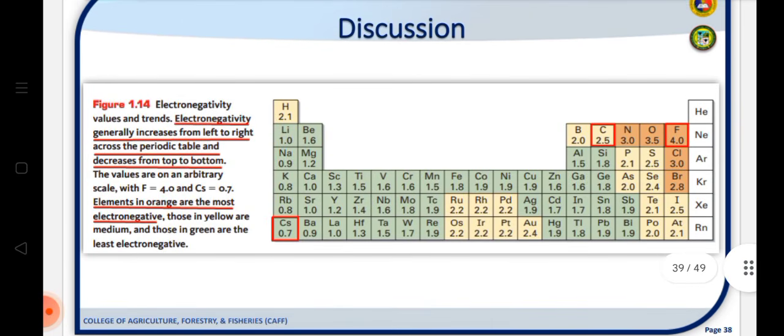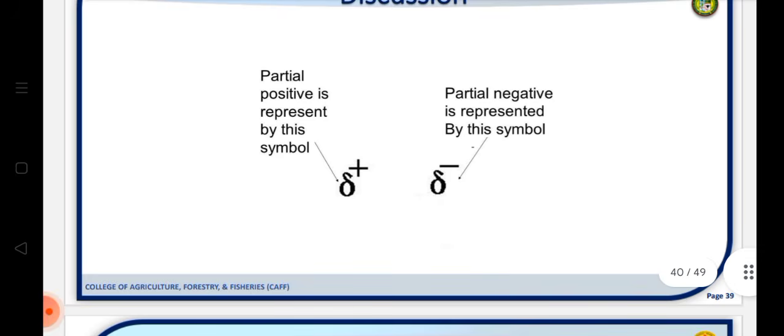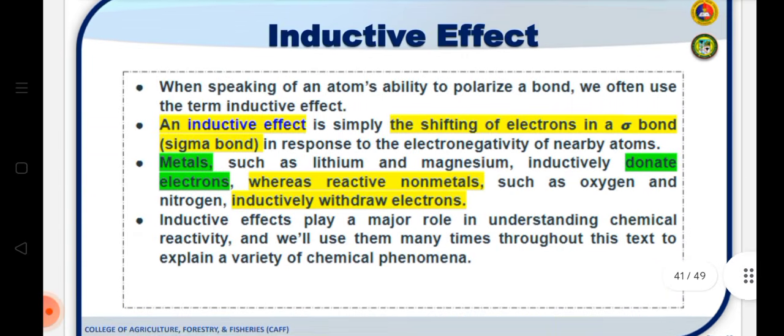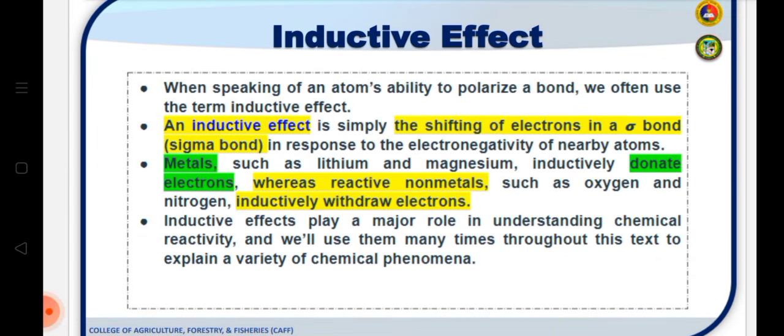Okay, so diri sa atong figure 1.14 naa na tay electronegativity values and trends. Okay, so lantawan na ninyo, no? Ang cesium or Cs 0.7 ang electronegativity, pero ang fluorine, naa na diri sa right side, 4.0 gyud. Okay, so most electronegative si fluorine. Now we have here kanina nga symbol. So partial positive is represented by this symbol, partial negative is represented by this symbol. And then we have the inductive effect.